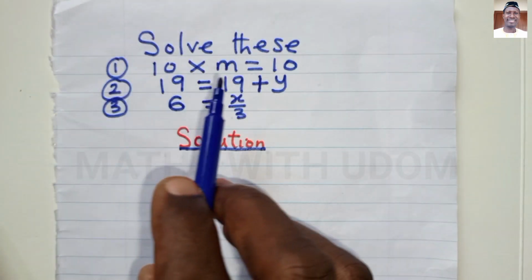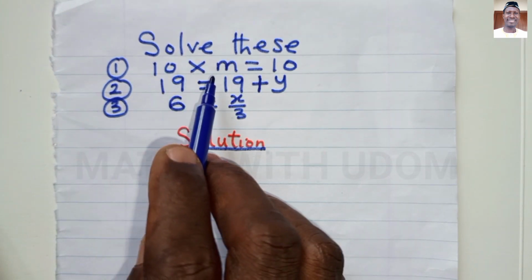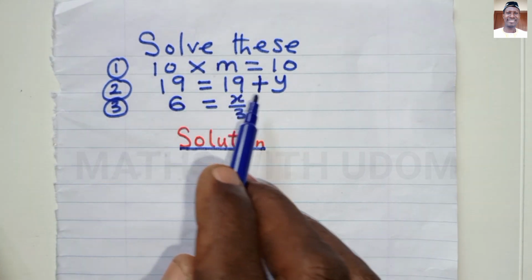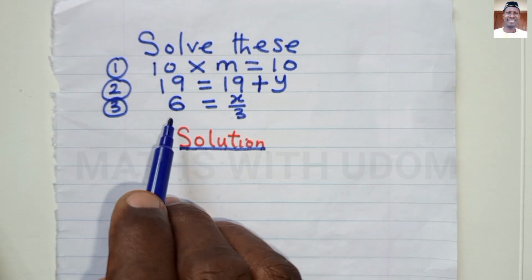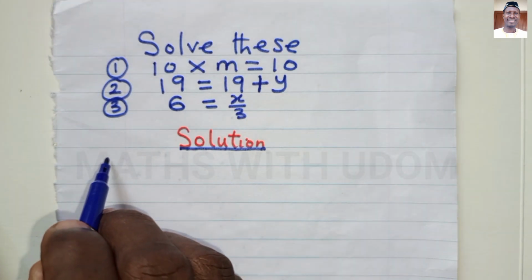Hello, we are to solve these equations. Question 1: 10 times m is equal to 10. Question 2: 19 equals 19 plus y. Question 3: 6 equals x divided by 3. So let's solve them one after the other.